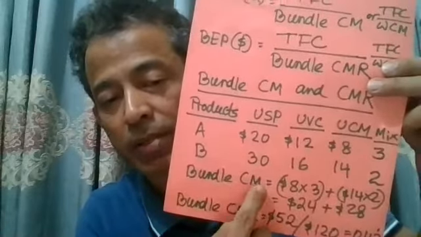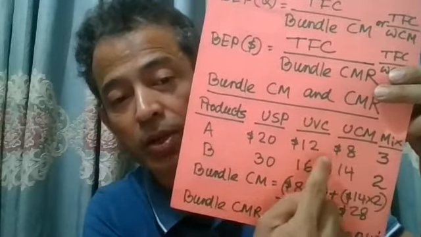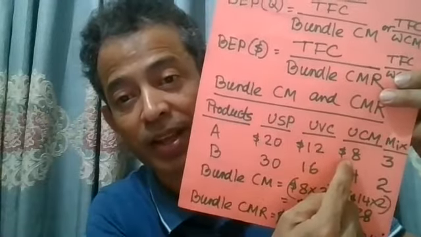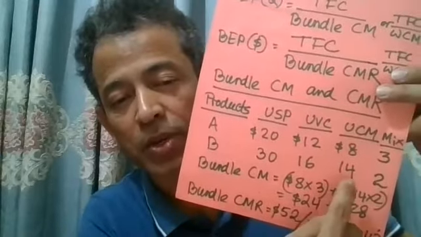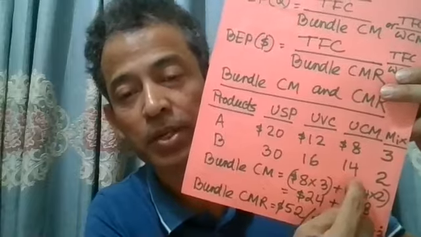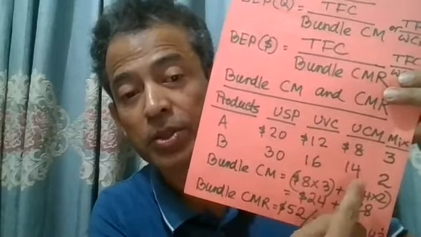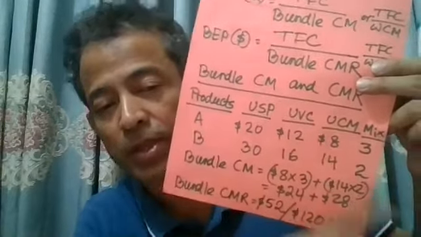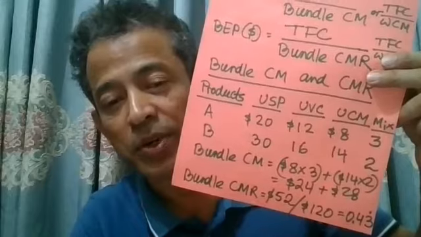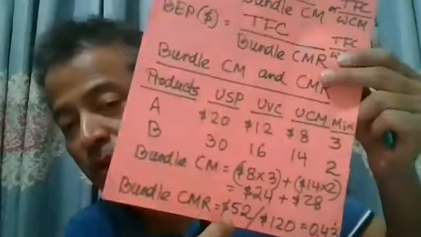So bundle contribution margin is simply the individual contribution margins multiplied by their weight. So individual contribution margin here is $8 for A, and their weight is 3. So multiply 8 by 3, 8 times 3 is 24, and add it to 14 times 2. 14 is the contribution margin from the product B. See, selling price of $30, variable cost of $16, so that leaves a contribution of $14, and 14 times 2 gives you 28. So 24 plus 28 gives you the bundle contribution margin, which is going to be 52.